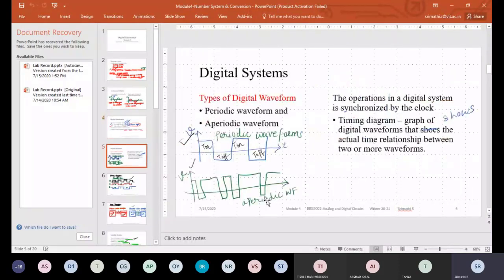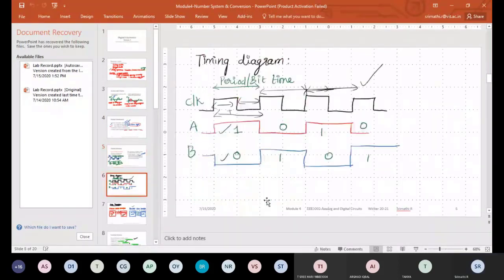And you have two types of waveforms in digital systems, namely periodic and aperiodic waveforms. And we have seen the timing diagram. All the operation of a digital system is synchronized with respect to the clock. The timing diagram is nothing but an on and off time that is said to be a period, and during one period, that is the bit time, one bit of data will be transmitted from the sending end to the receiving end. That is said to be your bit time or the period.